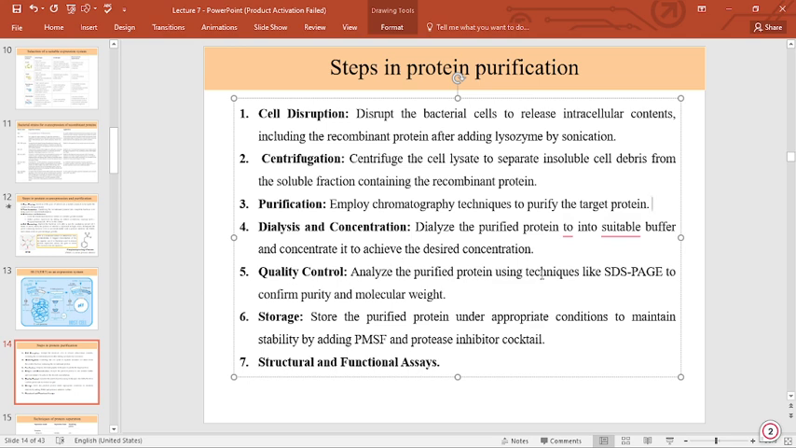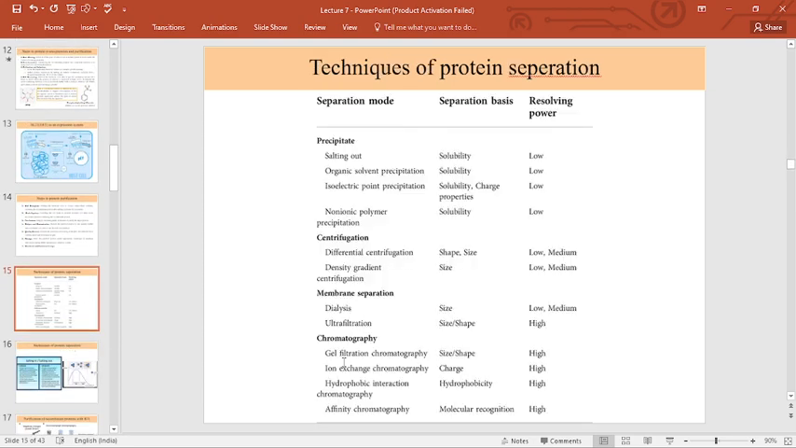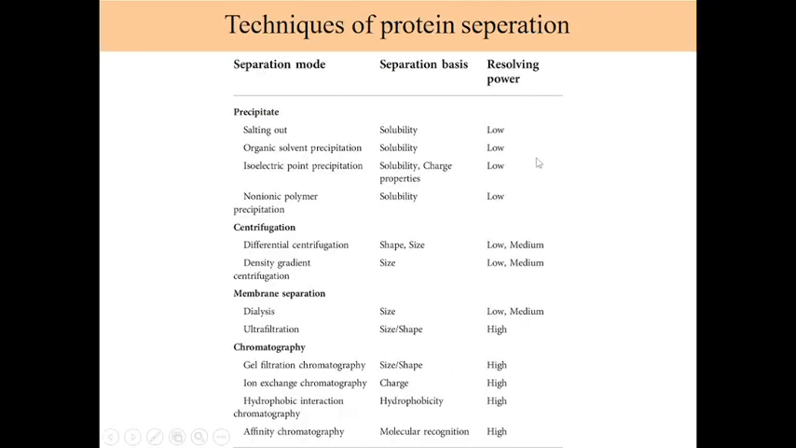Okay, then we analyze the purity of the protein using SDS-PAGE, and also check its molecular weight using, let's say, size exclusion chromatography or SDS-PAGE. Then we store the protein by adding PMSF and protease inhibitor cocktail. Cocktail refers to a mixture of different protease inhibitors, and then finally we go for the structural and functional analysis. Fine. So these are the different techniques. You can go through the different techniques. You might already know most of them.